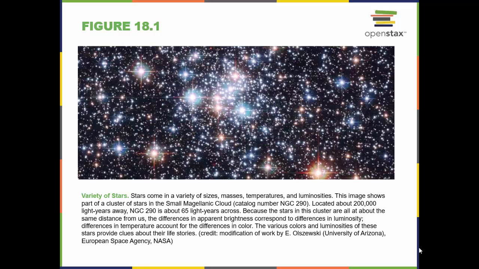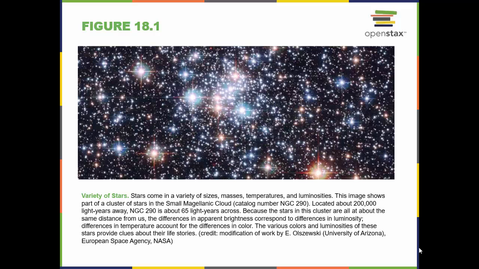This image shows part of a cluster of stars in a small magellanic cloud. It's located about 200,000 light years away. And a light year, don't forget, is the distance that light travels in a year. And it's about 65 light years across.